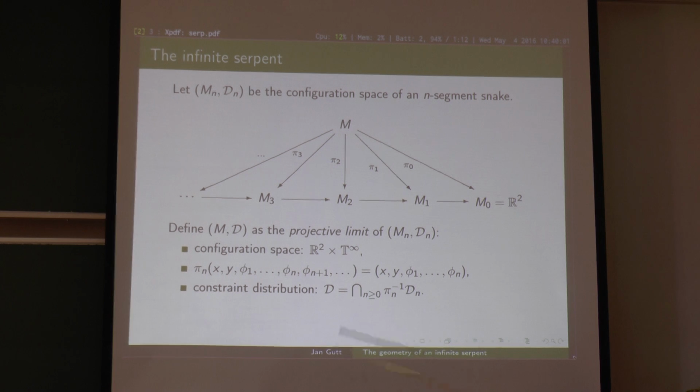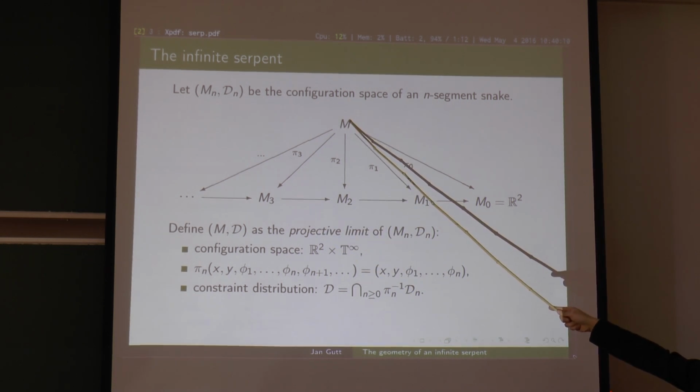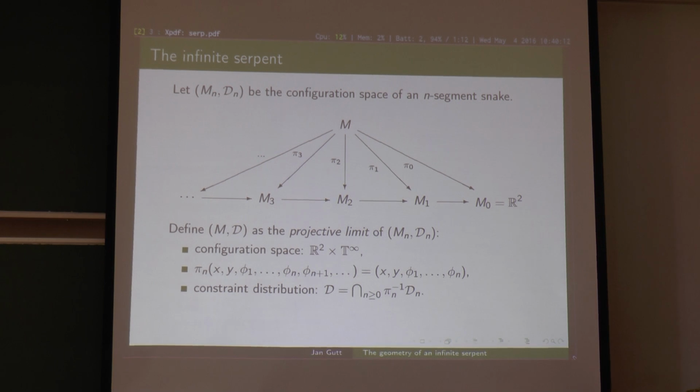And we've got a constraint distribution, so how is that one defined? Well, I take the distributions for each of those M_n's, I take the pre-images in the tangent bundle of M, and I intersect all those pre-images, which simply means that I am taking, in some sense, the union of all the conditions that I impose on all the segments.